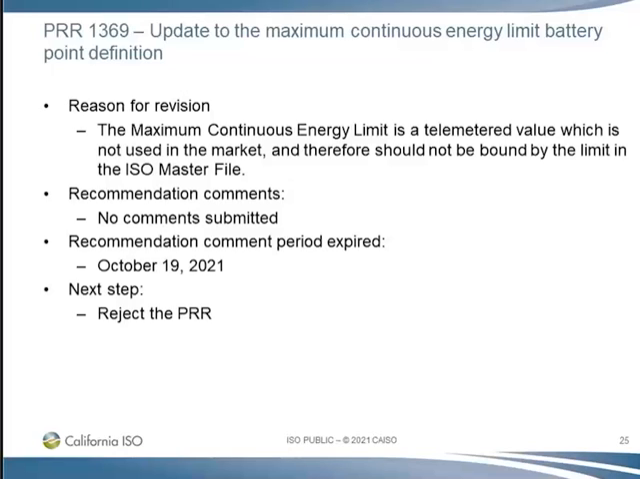ISO has decided to reject this PRR because per definition, any resource cannot exceed the master file limit. So maximum continuous energy limit should be telemetered with a value that is equal or less than the Pmax in the ISO master file. So we are not proceeding with updating the definition for maximum continuous energy limit. So yeah, as I said, the next step is to reject the PRR.